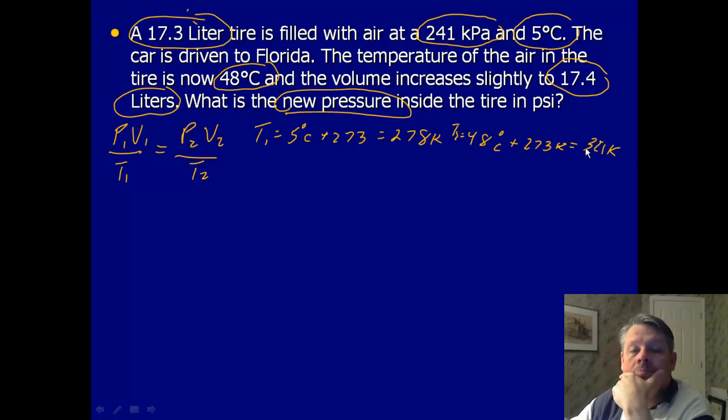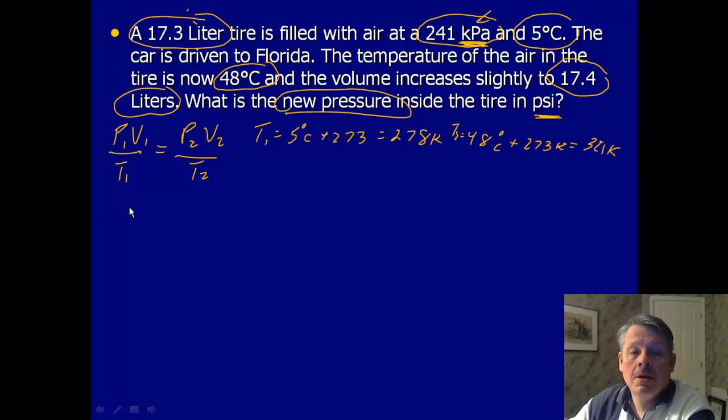Okay? What else do I notice? Did you notice that your pressure is given to you in kPa and that we want pressure in psi at the end? All right, so let's go ahead and do the problem in one or the other. I don't know how you did it. I'm going to just choose to leave it in kPa and do my work there. And I'll eventually convert to psi.